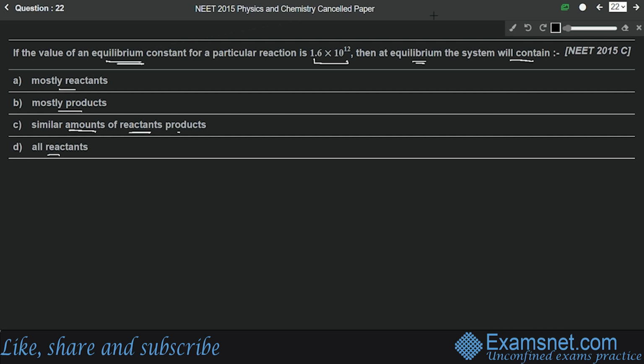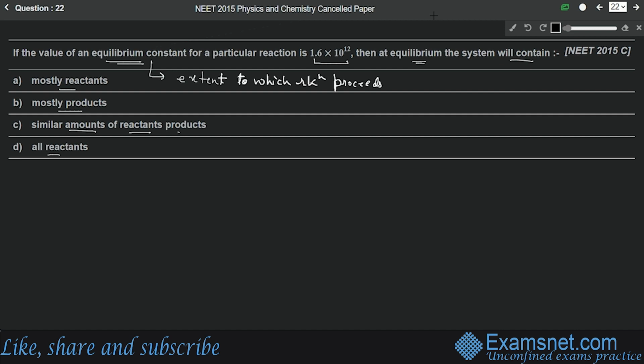Okay, so we know that the value of equilibrium constant indicates the extent to which the reaction proceeds.